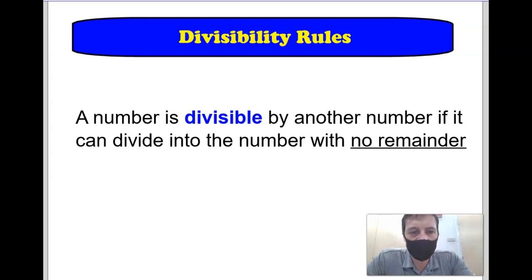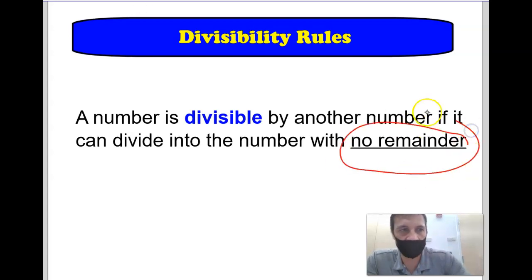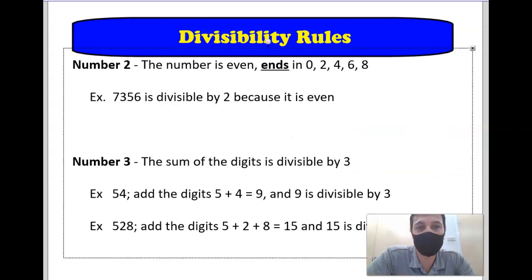In this video, we'll see what it means for numbers to be divisible and what the divisibility rules are. For a number to be divisible by another number, it can divide into the number with no remainder. And that's the key, no remainder. So let's look at some of the divisibility rules. You know some of these already.